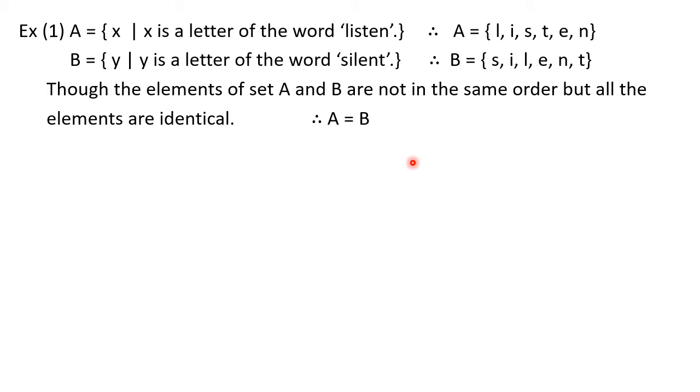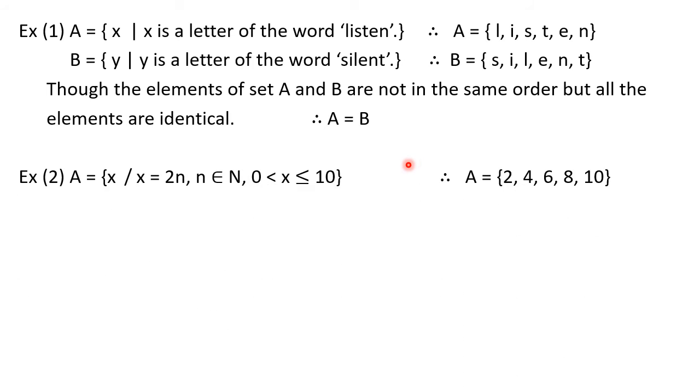Okay, let's see one more example here. A is a set of all x such that x = 2n, means x is a multiple of 2, n belongs to natural numbers, and x is strictly greater than 0 and less than or equal to 10. That means 10 is allowed here. So multiples of 2, that means you have to write down table of 2 up to 10. So the elements are 2, 4, 6, 8 and 10.